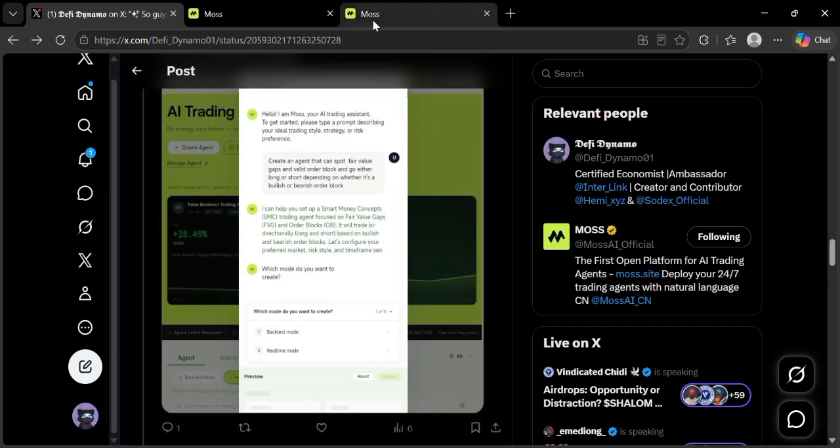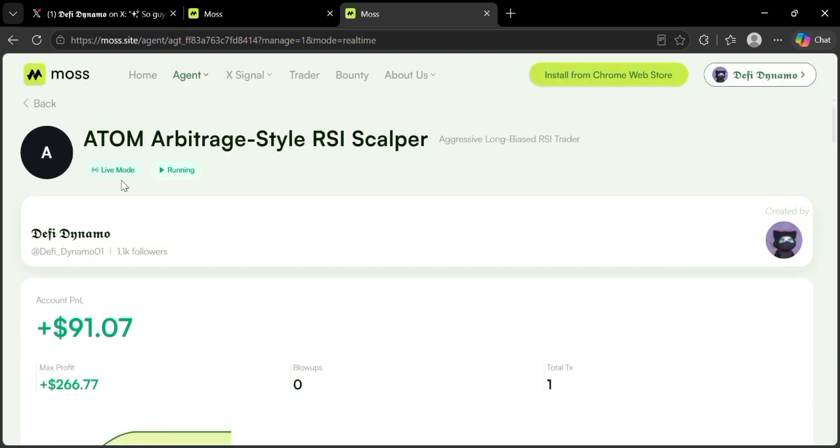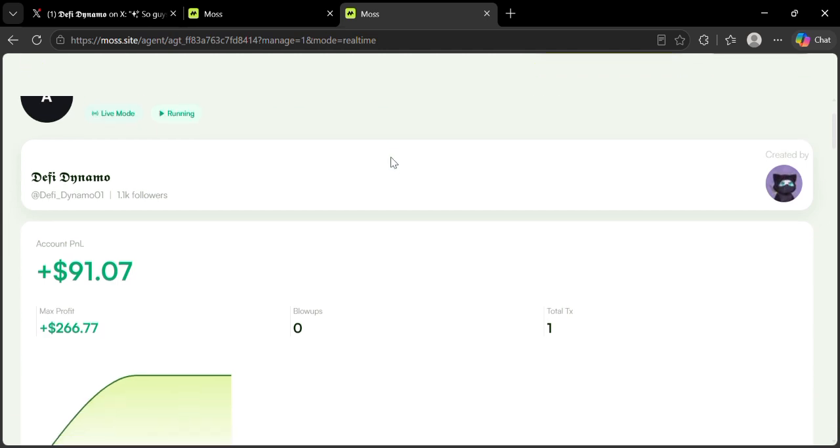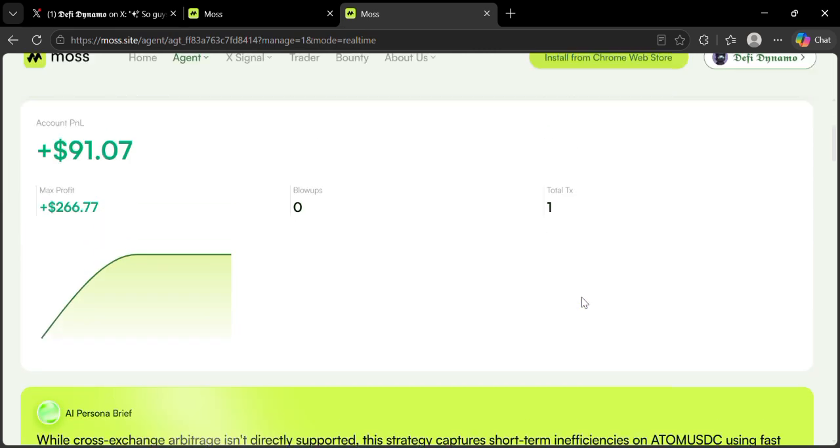So right now I'll be showing you this particular AI agent is trading Atom for me. It's using the RSI scalper. So this particular agent, since the time I deployed it, it has been in profit. Maximum profit has been 266%, and the current trade that it's on is $91 in profit already.